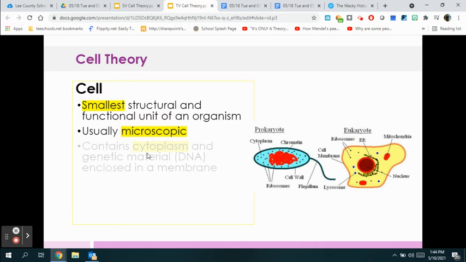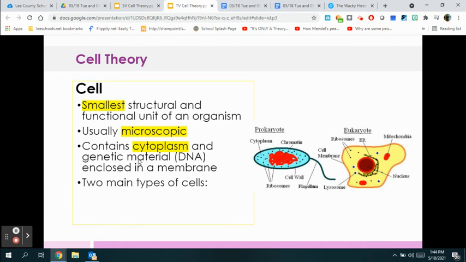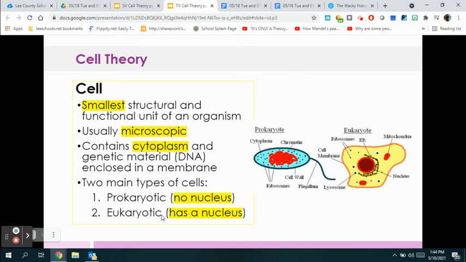It's usually microscopic. It contains cytoplasm, which is like a jelly-like substance inside all cells, and genetic material, or DNA, enclosed in a membrane. There are two main types of cells. Prokaryotic has no nucleus, so it has the cytoplasm, the DNA, some ribosomes. It does not have a cell nucleus. The eukaryotic cell has a nucleus. You can see the nucleus in there, and the DNA is stored inside the nucleus.